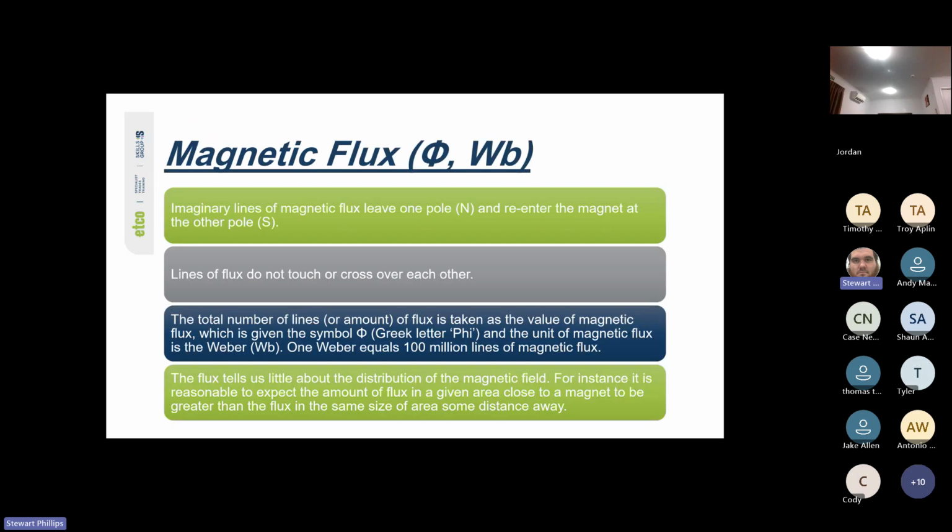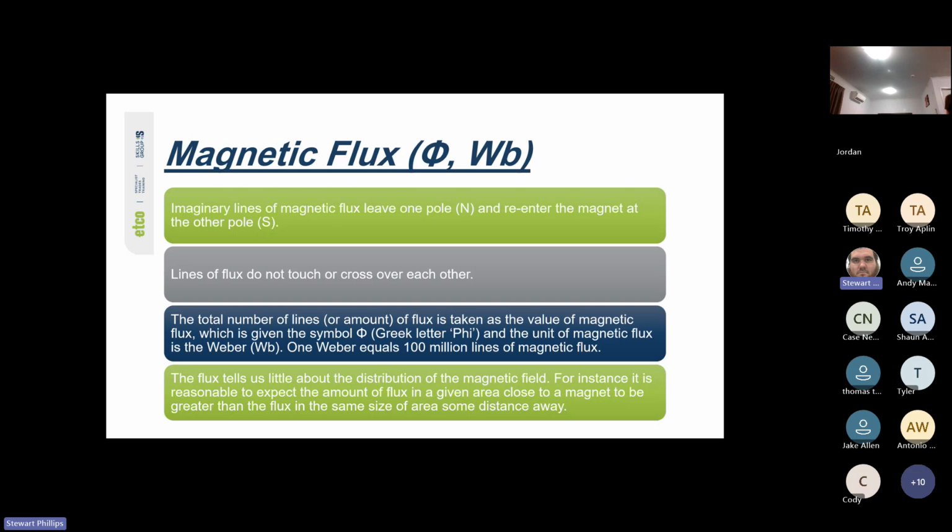So when we talk about magnetic flux, they're the imaginary lines of magnetic flux that leave one pole N and re-enter the magnet at the other pole S. The lines of flux do not touch or cross over each other. The total number of lines or amount of flux is taken as the value of magnetic flux, which is given the symbol of the Greek letter phi, and the unit of magnetic flux is the Weber, Wb. So 1 Weber equals 100 million lines of magnetic flux.